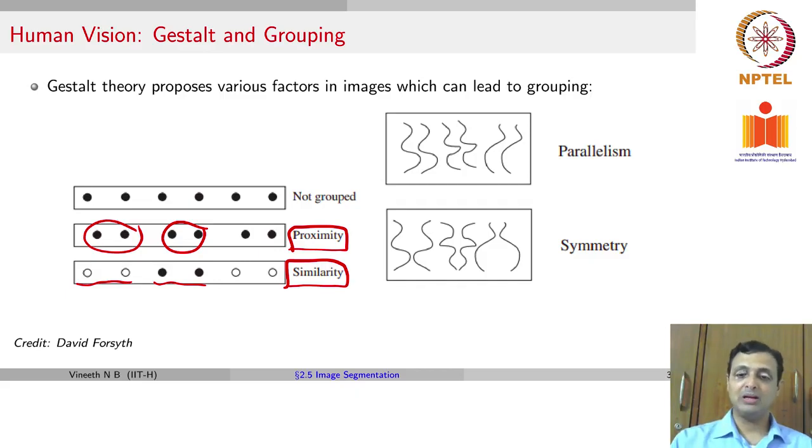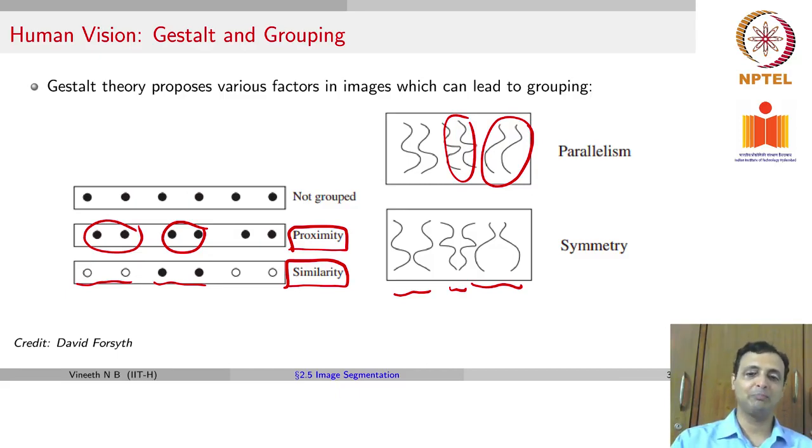Other factors could be parallelism. If there are groups of lines that have similar properties in terms of parallelism, we end up grouping them. Or another option could also be just symmetry. Just seeing artifacts in a symmetric sense makes us group them in one particular manner.